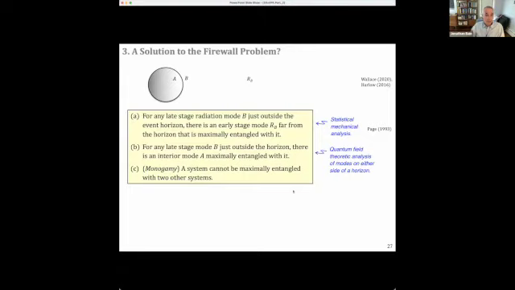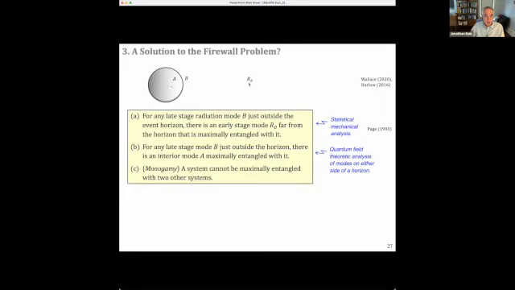So here's one way of characterizing the firewall problem. And here I'm following a critical article by David Wallace from 2020, as well as the review article by Harlow, his Jerusalem lectures on black holes. So the context is the process of black hole evaporation, right? And in particular, we're asked to consider a late stage in that process, a stage in which we can identify three modes of radiation, right?